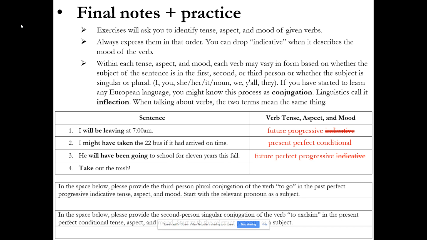And then "take out the trash." That's a command verb, right? And of course is indicative. And it's simple, right? No extra haves or wills. So simple present imperative. All right.